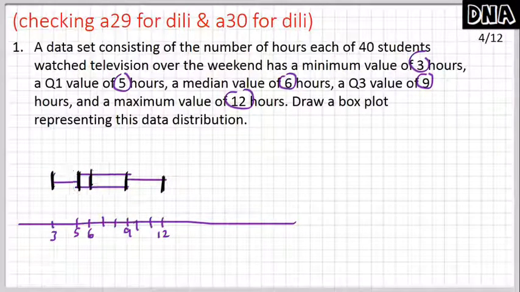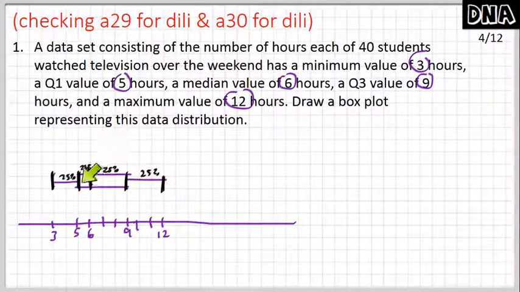This is really condensed. Remember, you guys just told me that this represents 25% of the data right here, 25% of the data right here, 25% of the data right here, and 25% of the data right here. Which means, since there's 40 total students in this study, that there's 10 students in each of these categories. So you see how this is all condensed?